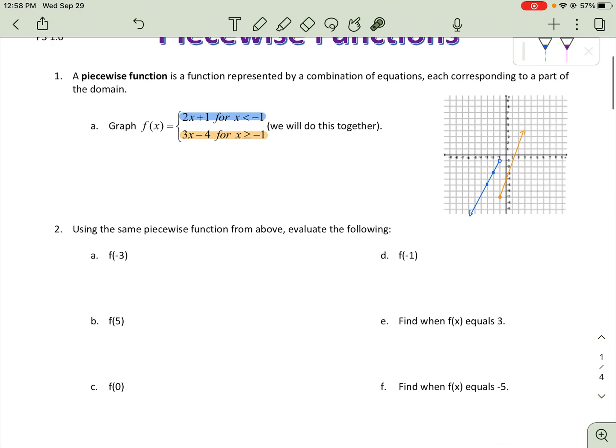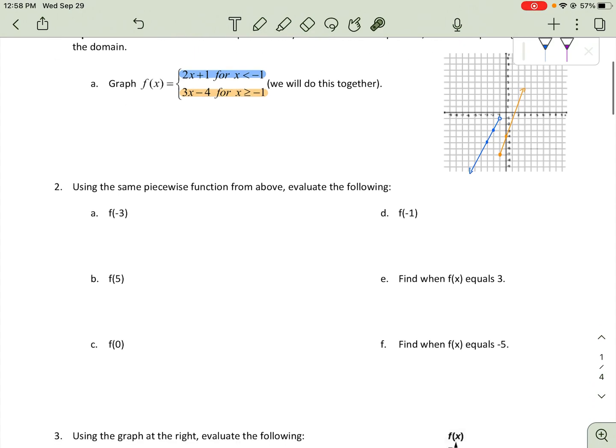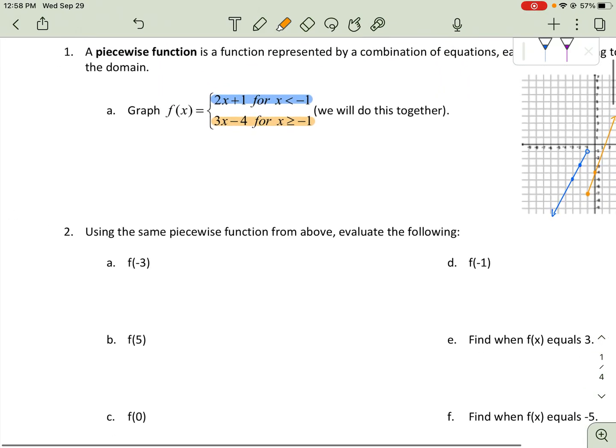Okay? Now we're going to use the same function from above to evaluate the following. So first I'm going to go through these 4 and figure out which piece I'm going to use based on what x values we're allowed to use, because these are all x values right here. When x is -3, which is this one, we have to use the blue piece because -3 is less than -1. So I'm going to highlight this blue so you know that we're using the blue piece. When x is 5, we're going to have to use the orange piece because 5 is greater than or equal to -1. So we're going to use the orange piece there.